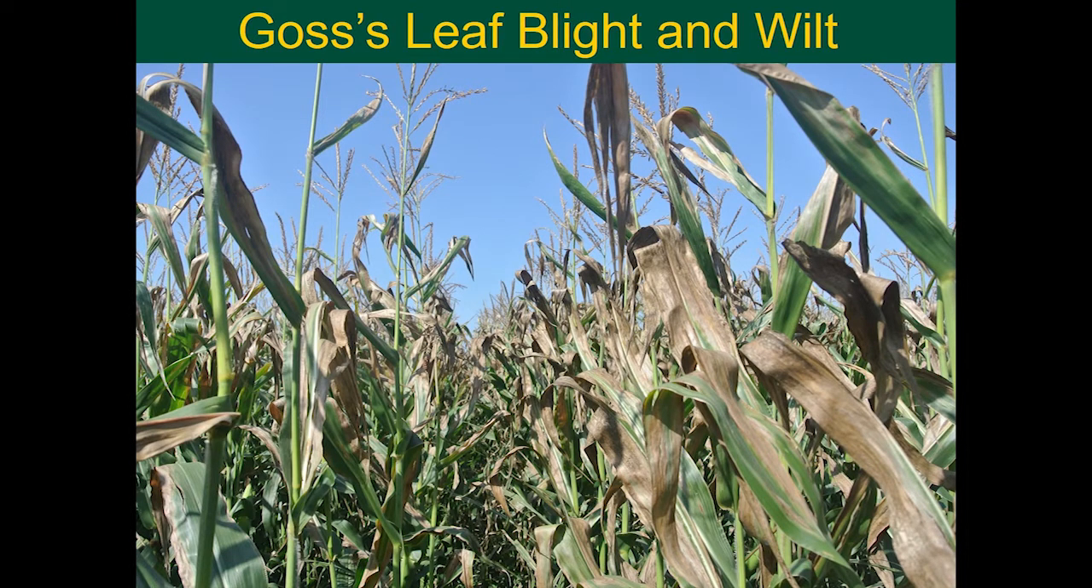So the first disease I want to talk about is Goss's leaf blight and wilt. First of all, this continues to be our most important corn disease because we can find it across the entire state of North Dakota, but there are still some susceptible hybrids out there where you can see some pretty significant yield losses in a given year.